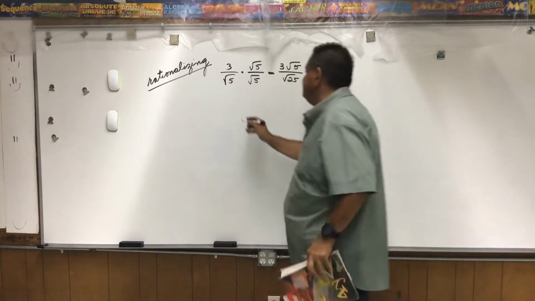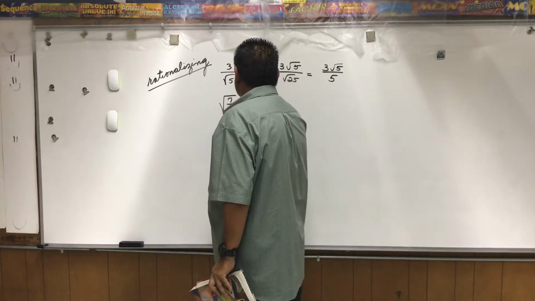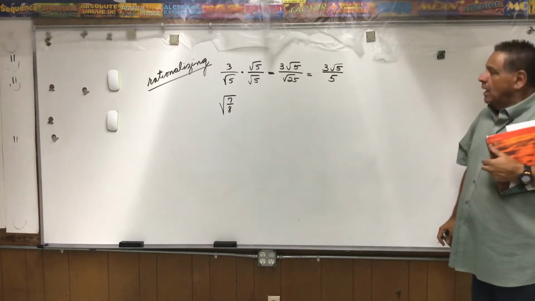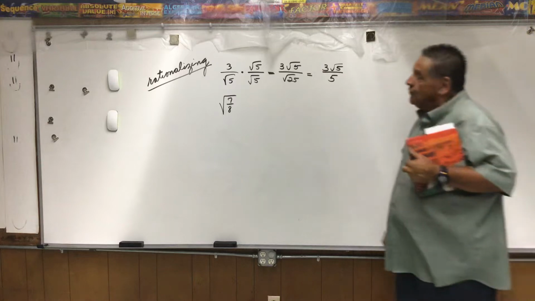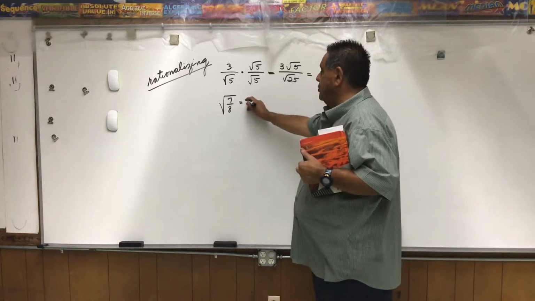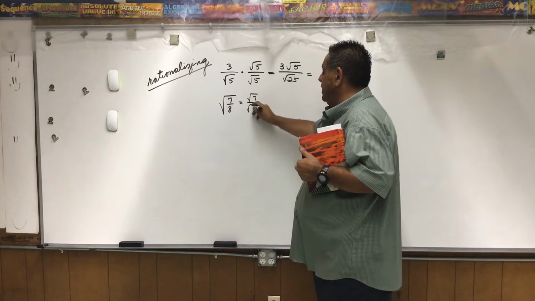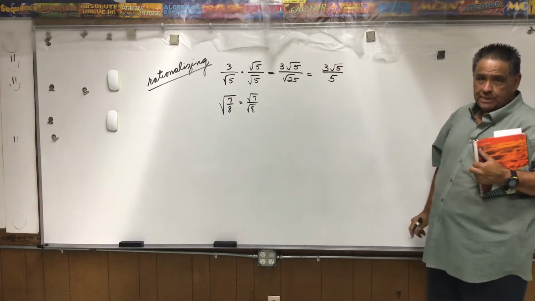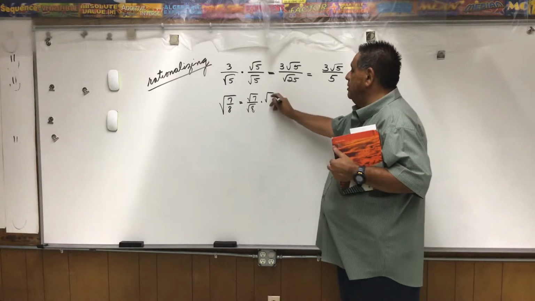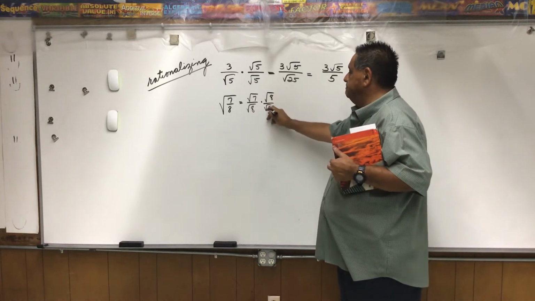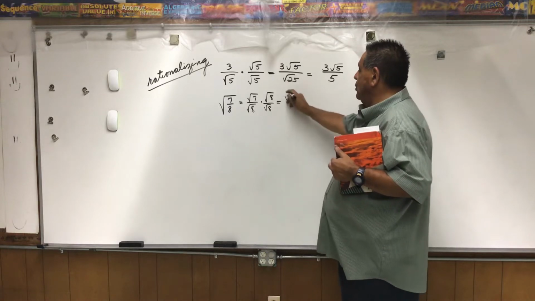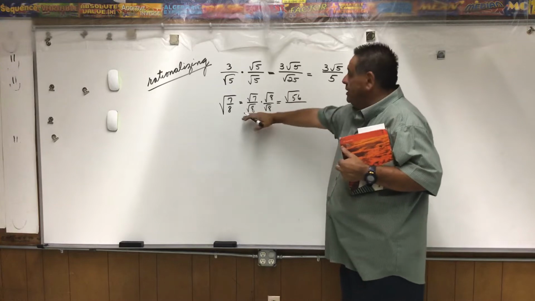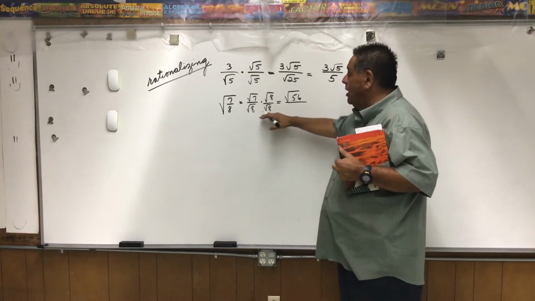How about this one? Radical 7/8. Okay, we can rewrite this if we want to make it a little bit easier. Radical 7 over radical 8. All right. In order to rationalize, we can't leave the radical 8. What are we going to do? Multiply numerator and denominator by radical 8. So we have radical 56 over, you know that's going to give you radical 64 or 8.